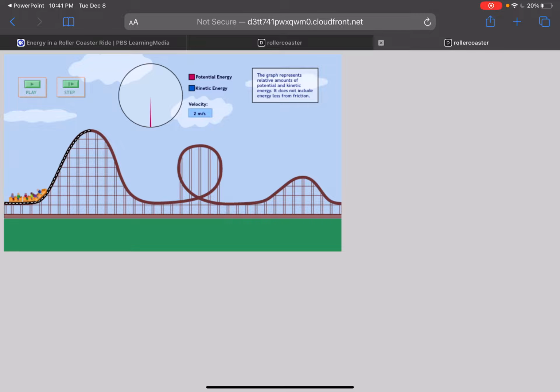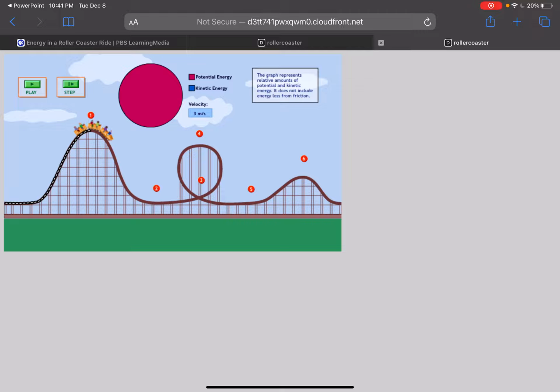So let's go play, and we're going to see how our potential energy, which is the red in the graph, is just going to be increasing. So let's go to step one. As our height is increasing, we're getting potential energy. Then our velocity is really small. We probably have just a fraction of kinetic energy because we're in a little bit of movement. But most of our energy comes from potential energy.